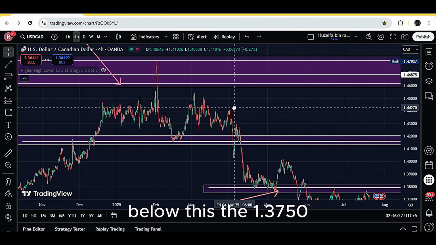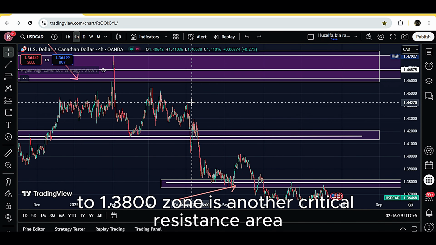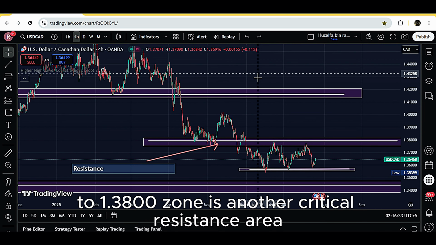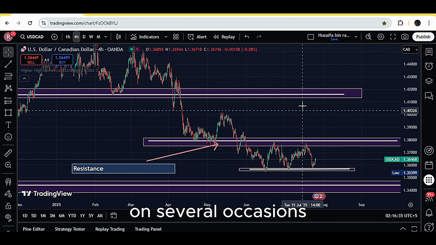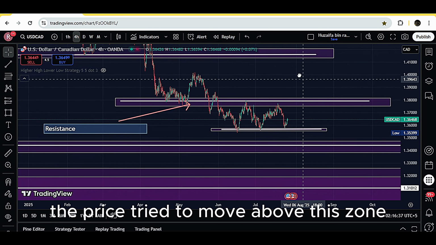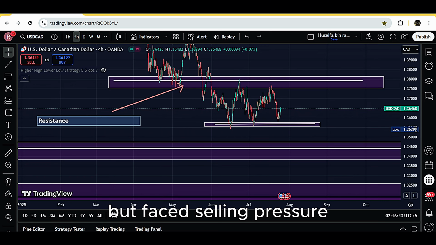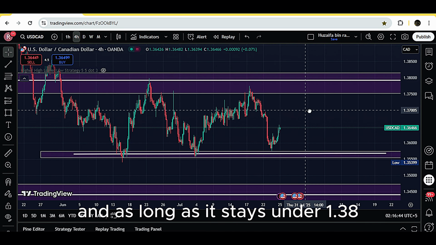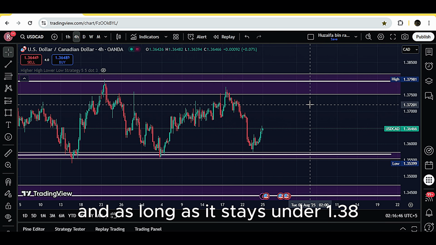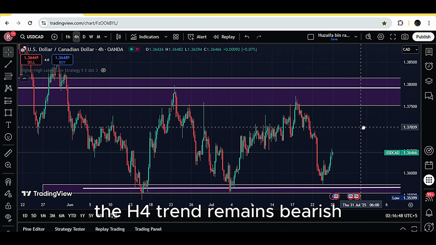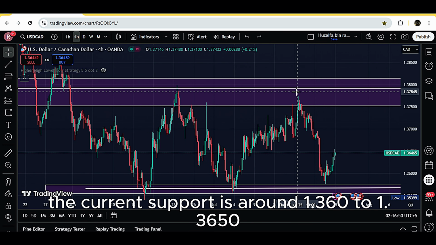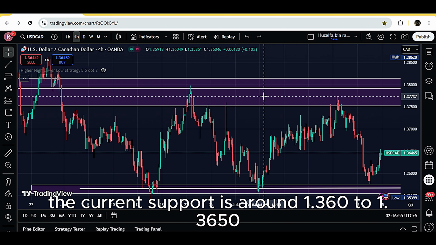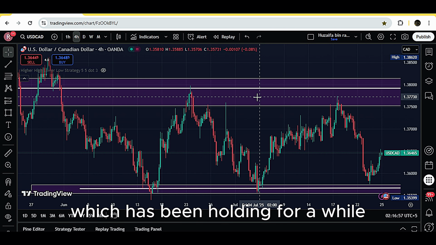Below this, the 1.3750 to 1.3800 zone is another critical resistance area. On several occasions, the price tried to move above this zone, but faced selling pressure. Currently, the price is trading below this level, and as long as it stays under 1.38, the H4 trend remains bearish. The current support is around 1.360 to 1.3650, which has been holding for a while.